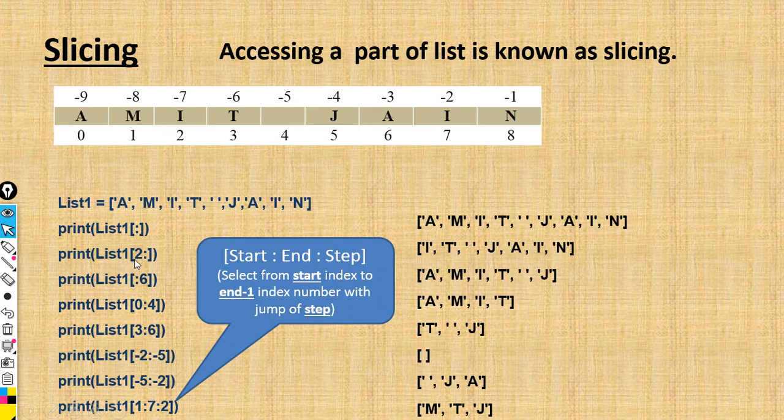In the next example, the list is starting from the second index and ends up to the last element, because nothing is written at the end. So it will run up to the end. The second index is 0, 1, 2. It will start from I and result up to N. So our result is IT space JAIN.